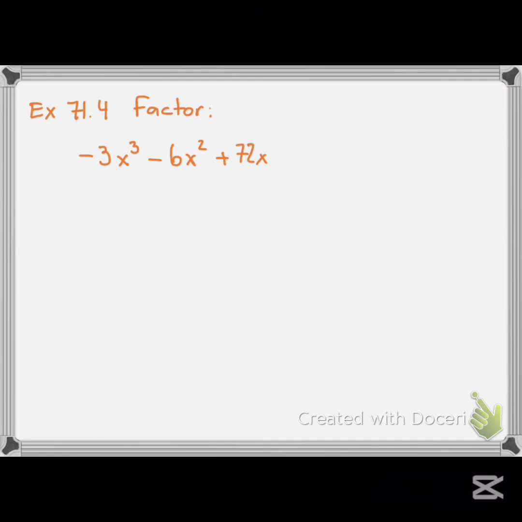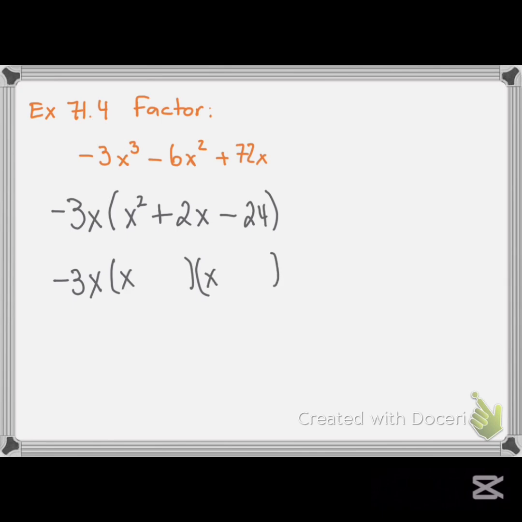Again, we check that it's in order, and it is because it's x³, x², x¹. And the common factor is negative 3x. When I divide each one of those, I'm going to get x squared plus, because negative 6 divided by negative 3 is plus 2x. And then minus 24. Now we are ready to factorize the trinomial. So we'll put the x and the x.